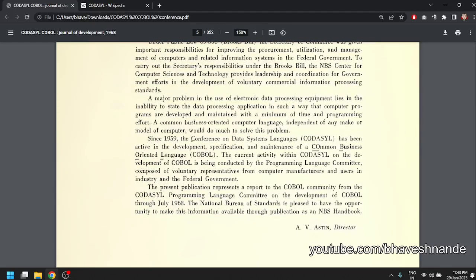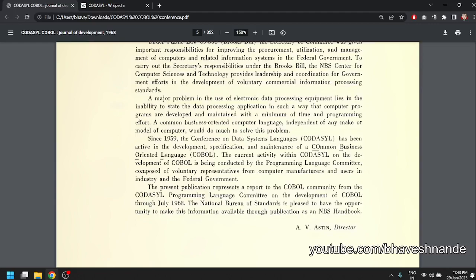So since 1959, the Conference on Data Systems Languages, CODASYL, has been active in the development, specification, and maintenance of a common business-oriented language. So the development started from 1959. So the development of the COBOL language started from 1959 by CODASYL. I think so. Yeah, CODASYL has been active in development, specification, and maintenance of COBOL.